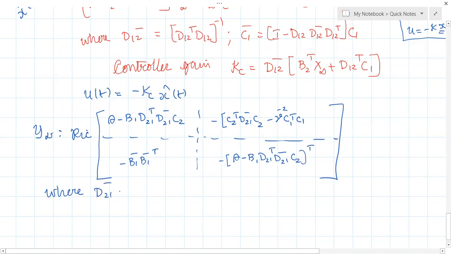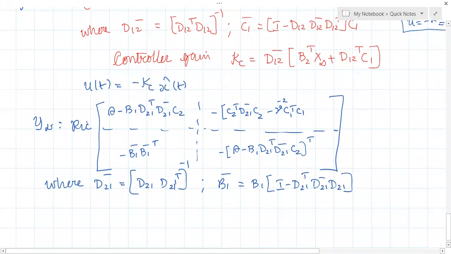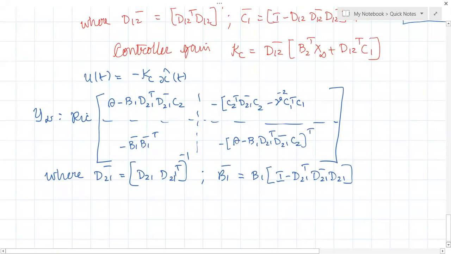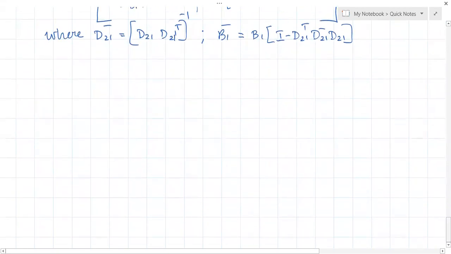Where D21 bar is D21 transpose inverse, and B1 bar is B1 into I minus D21 transpose D21 bar D21. This is just for understanding purposes only; you need not bother too much. Anyway, for all purposes, we have to go for simulation only. This is how it has been derived in the paper.